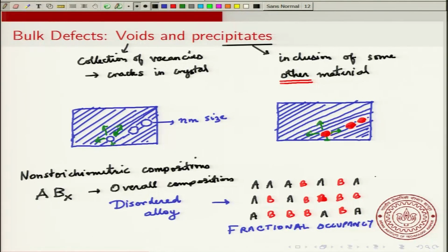Okay. So, I will conclude this lecture, and with this I will conclude the discussion on line, planar and bulk defects. In the next lecture we look a little bit at the thermodynamics of defect formation.